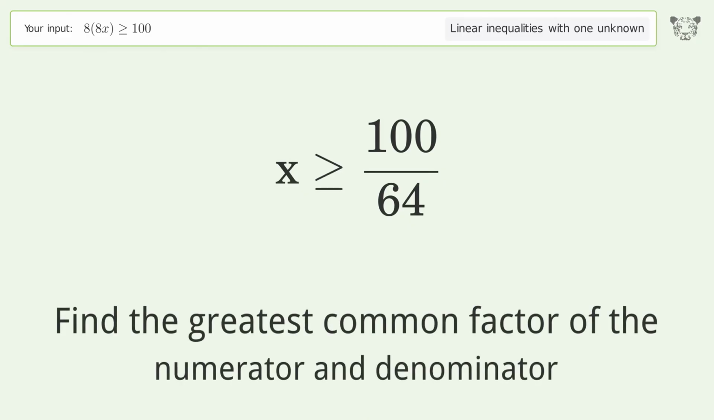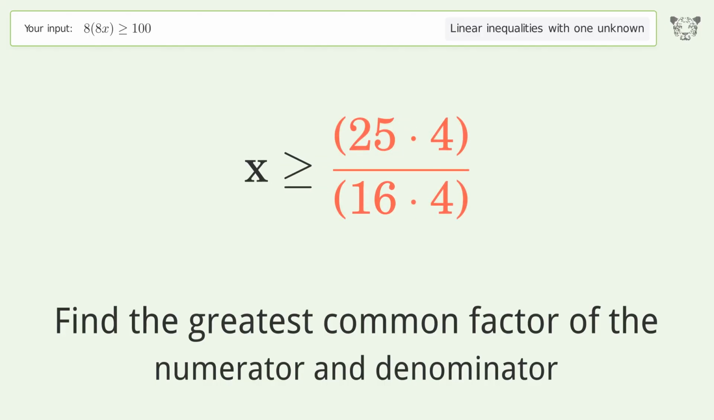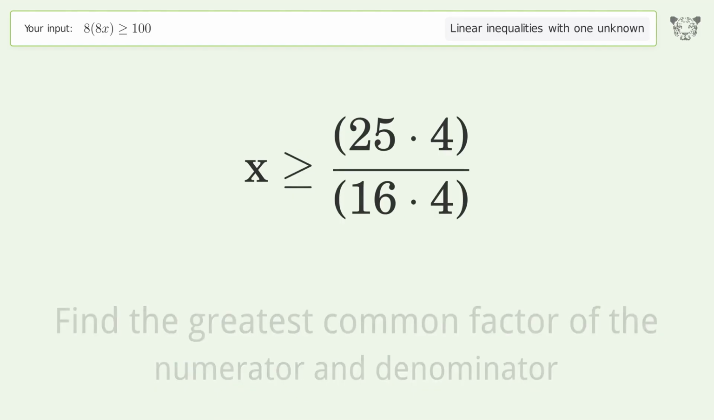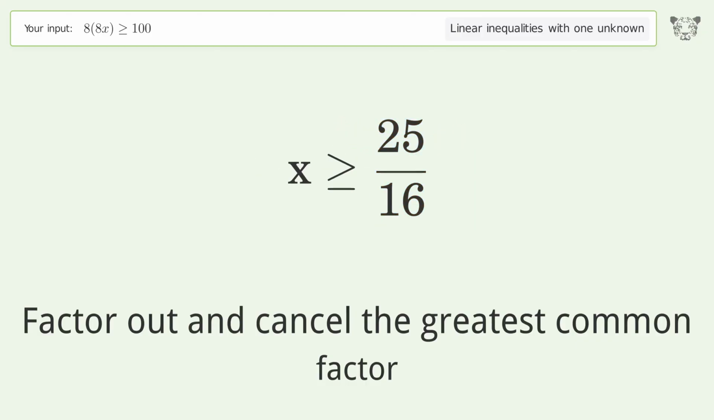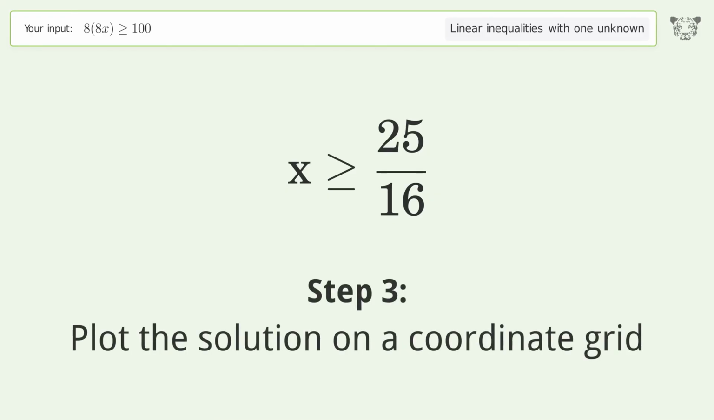Find the greatest common factor of the numerator and denominator. Factor out and cancel the greatest common factor. Plot the solution on a coordinate grid.